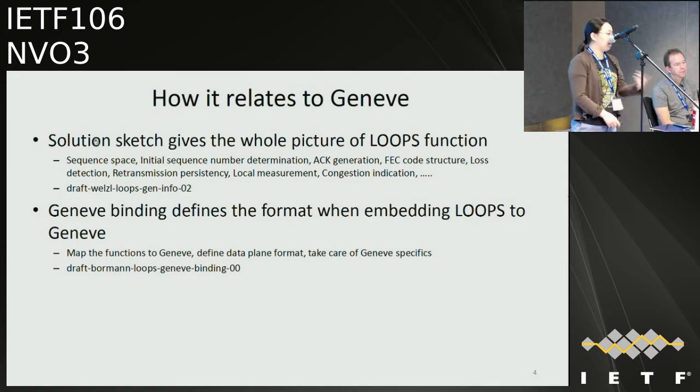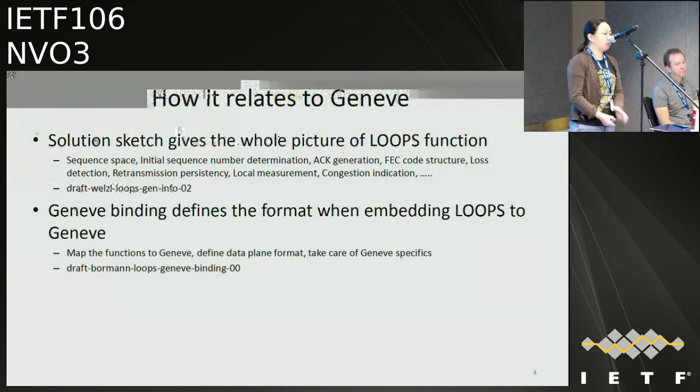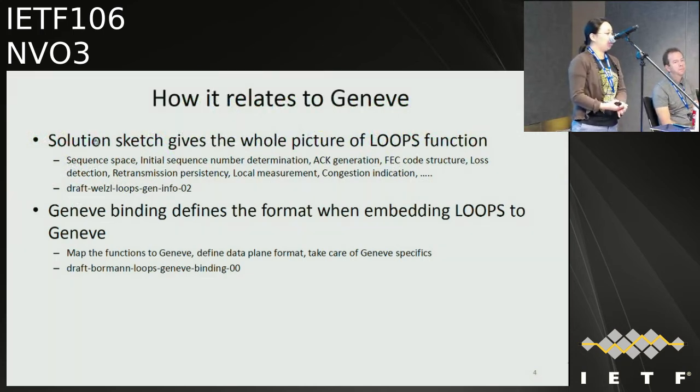If you are interested, you can look at the draft here. But of course, it comes to the encapsulation eventually. So the Geneve binding should define the format when embedding LOOPS into Geneve. It tries to map the functions to Geneve and define the data plane format. Also, there are possibly some Geneve specifics that need to be taken care of. For example, Geneve has a mandatory field called the VNI. How to set this value?